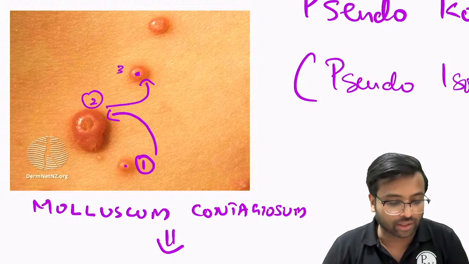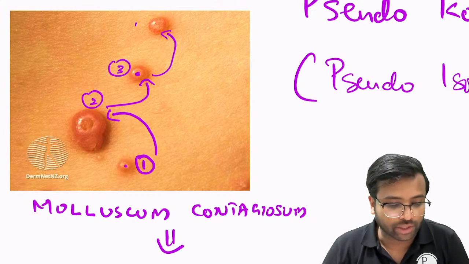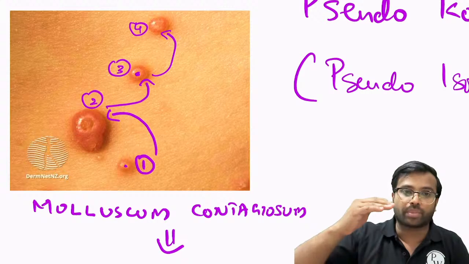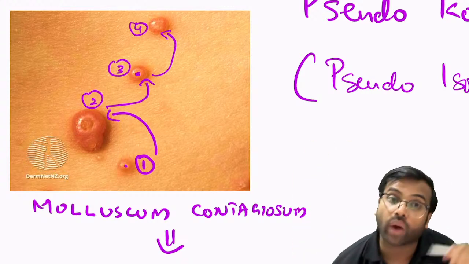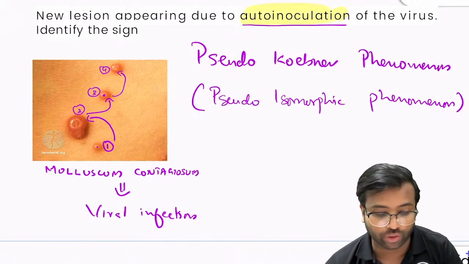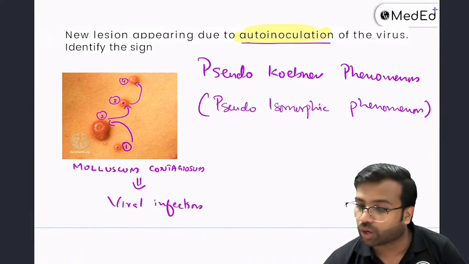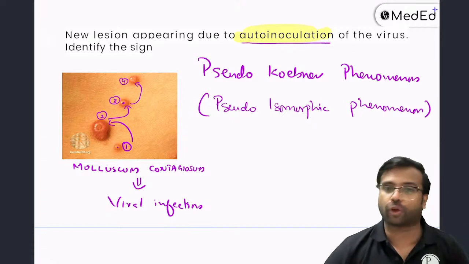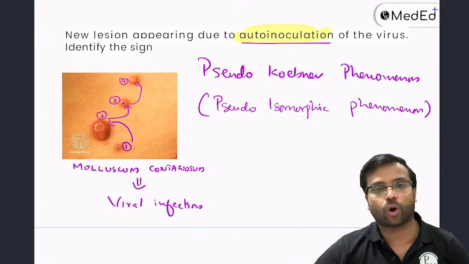So this is the third lesion, then the fourth lesion. So one lesion is appearing one after the other. Why does it appear? Because of auto-inoculation of the virus. So that is why this is called the Pseudo-Koebner phenomenon.